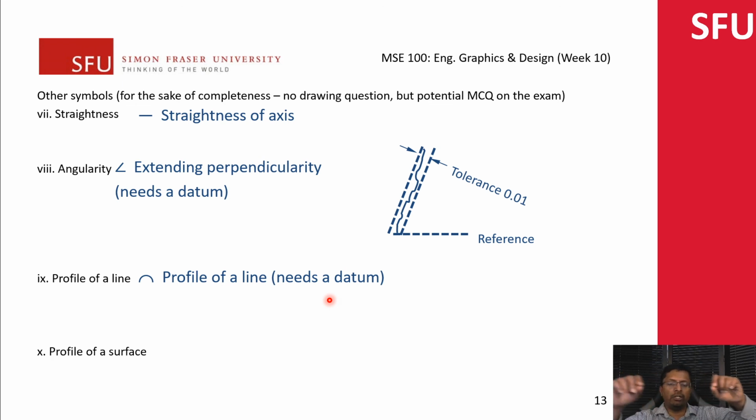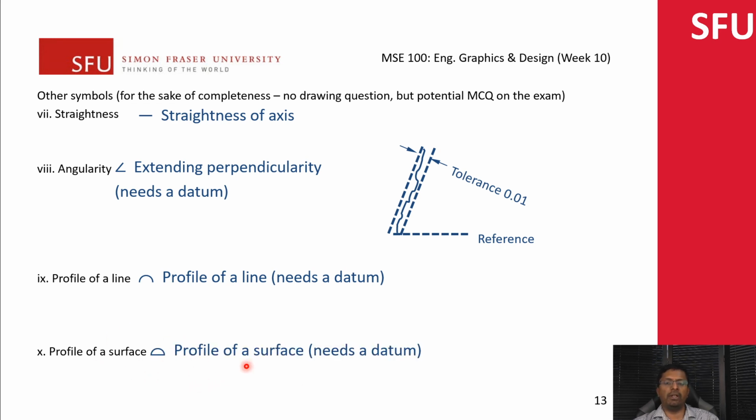If you have a line feature, say, theoretically I've drawn the line and given you all the dimensions. For instance, it's kind of like a spline that you drew and given all the values, and then you say, hey, I'm going to accept this variation on top of it. And then the next one is profile of a surface, which is kind of an extension of the profile of a line.